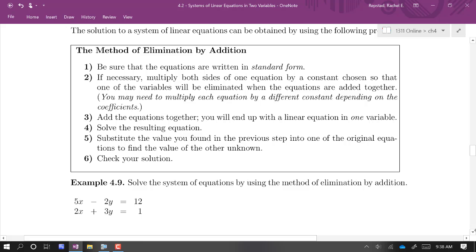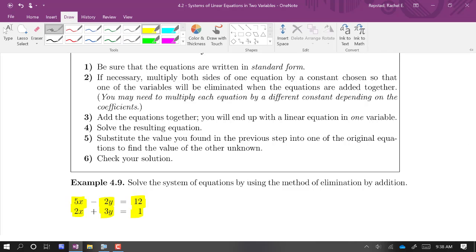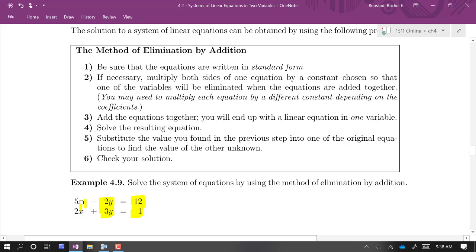You have to make sure that your equations are written in standard form first. So that means that your x's are aligned on top of each other. Like, look at the system in 4.9. I have my x's, and then I'm either adding or subtracting, and then I've got my y's next, and then I have equals, and then my constants are by themselves on the other side. That's in standard form, so I want to make sure that I'm in standard form before I do anything else in this system.